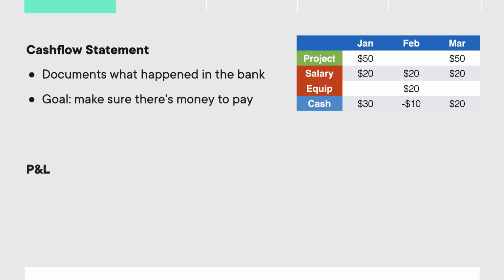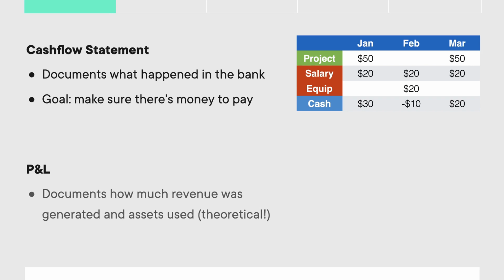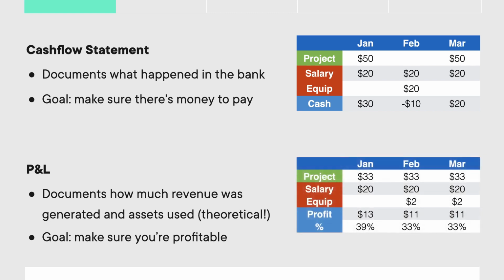The next doc is the profit and loss. The profit and loss is basically a theoretical model, okay? It shows how much revenue was generated and how many assets were used. I know this sounds a little bit theoretical, and I'll give you an example in a second. The goal here is to make sure that you're profitable and you're running a good business. So let's see how the same scenario might look on a P&L.